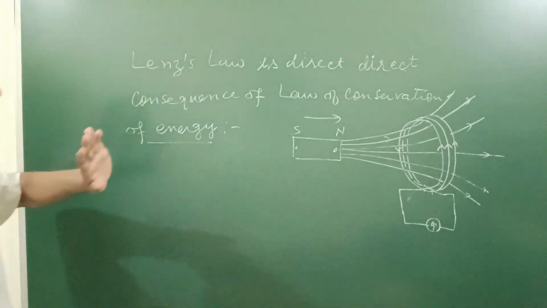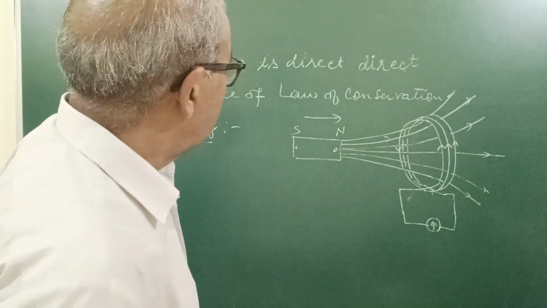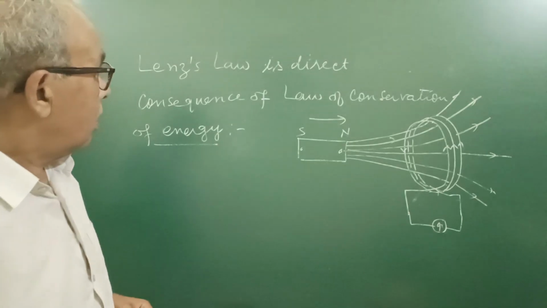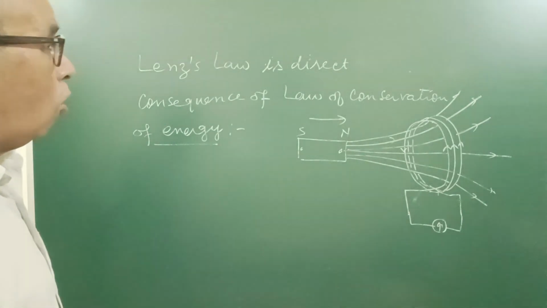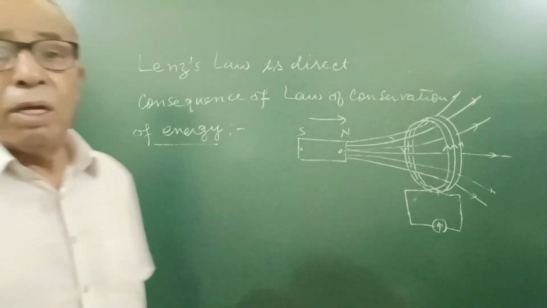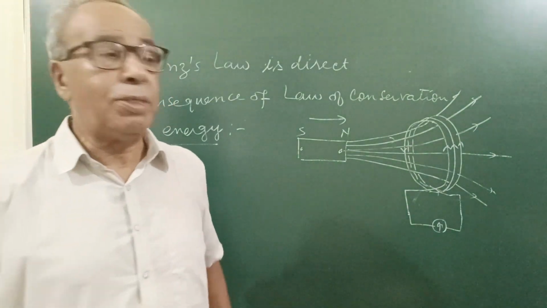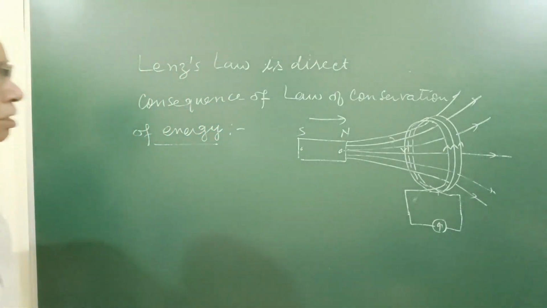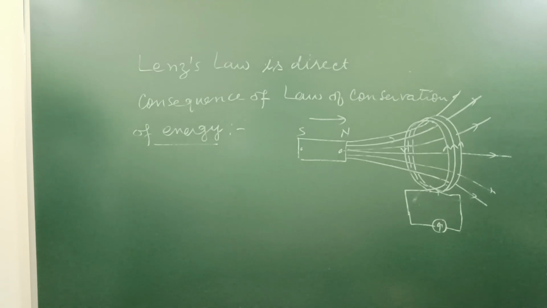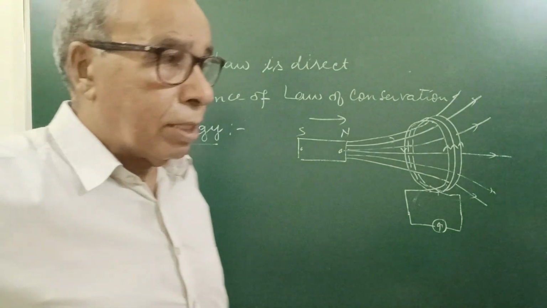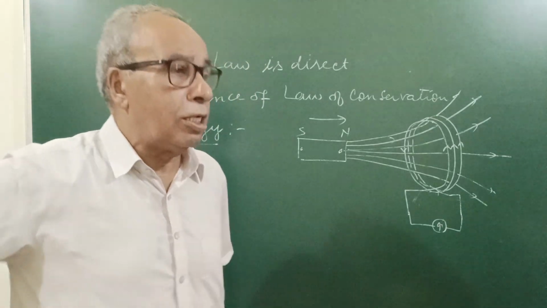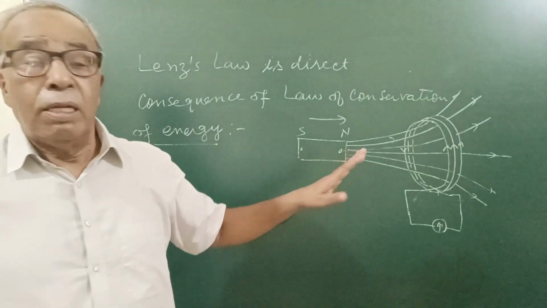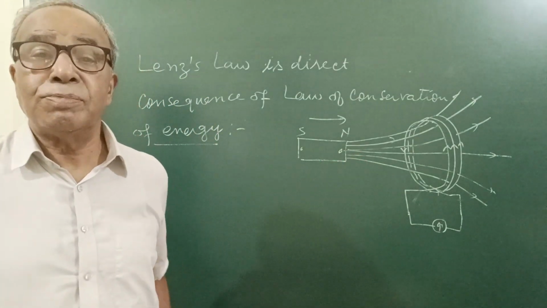So a question asked in exams is that Lenz's law is the direct consequence of the law of conservation of energy. Now you may be thinking where the concept of energy has come in here. In an electric circuit, I told you when current passes through a conductor, heat is produced, and heat is also a form of energy. So generation of current means generation of electric energy.